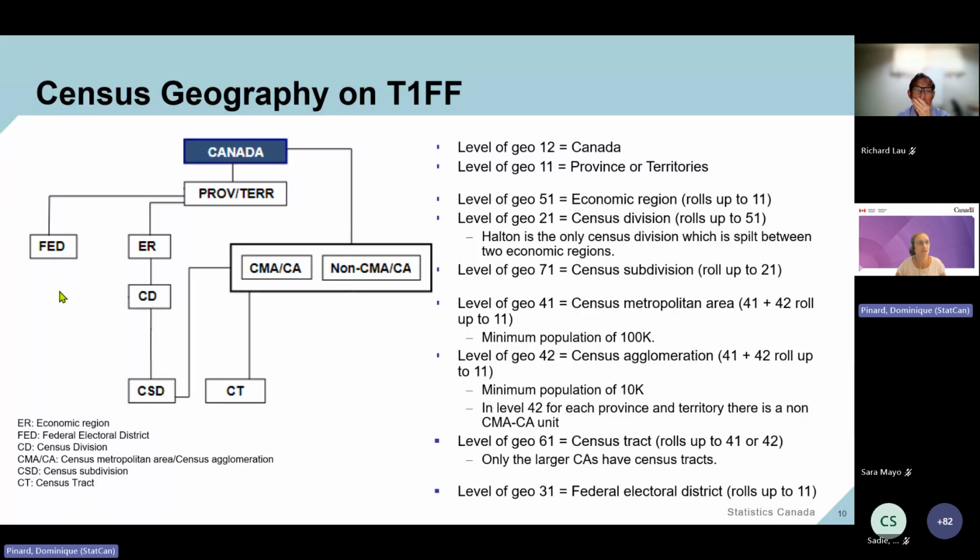You note that there's a little outlier here on the left. This is the federal electoral districts. The TIFF does release that information, and it's also created using the postal code, while technically the federal electoral districts are based on a very, very low level of geography that's not even here, which is the dissemination block. So there might be some precision here that is missed because of that. So that's for the census geo.